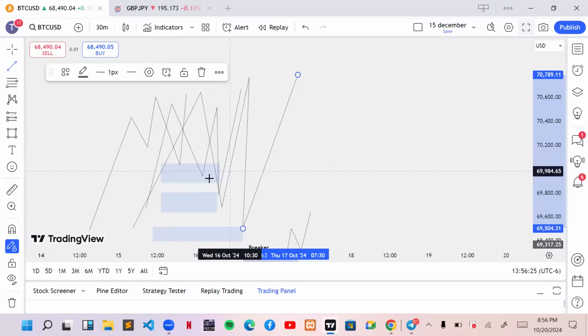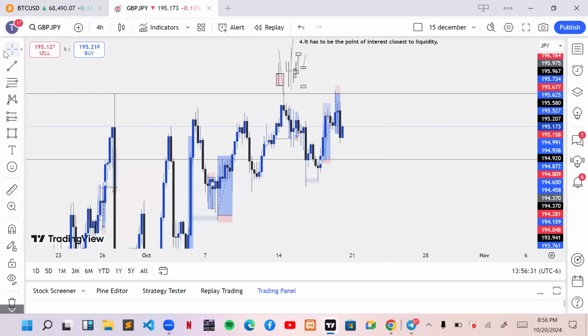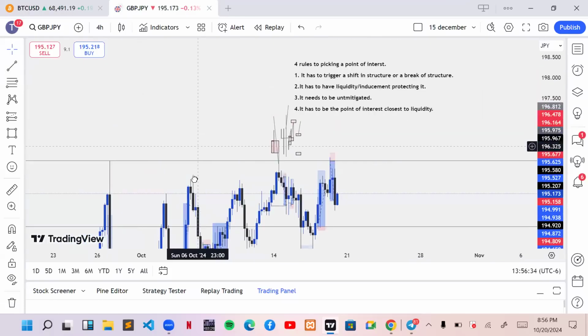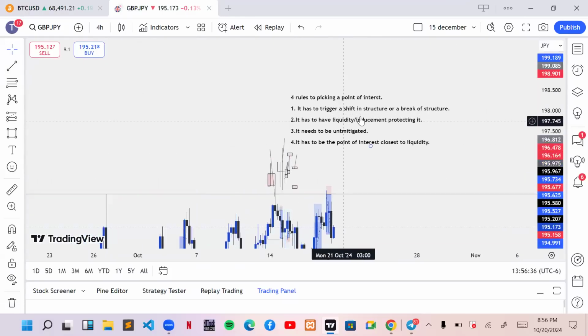This first one has been mitigated, pick the second one as your entry. If the second one has been mitigated, you pick it. So just make sure that it obeys these four rules right here. Structure shift has to have liquidity. This will be unmitigated and has to be the point of interest closest to liquidity.